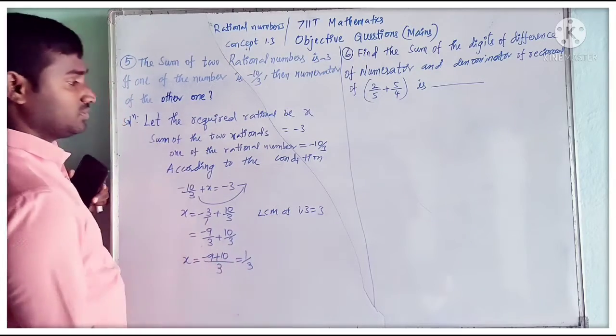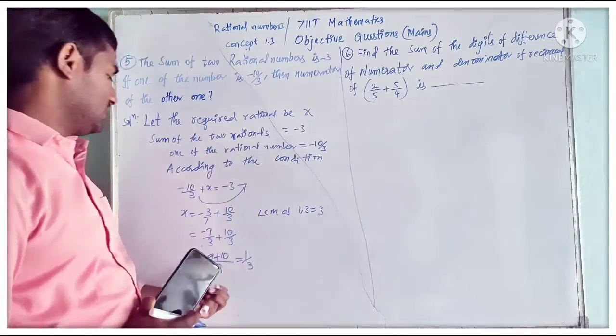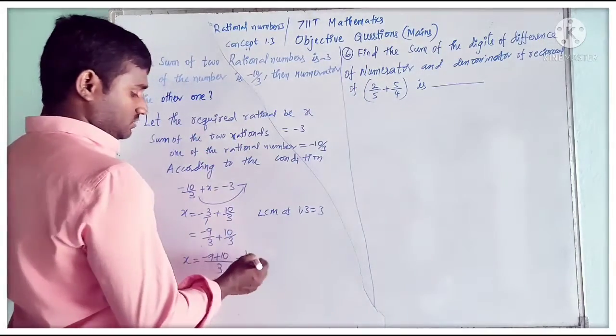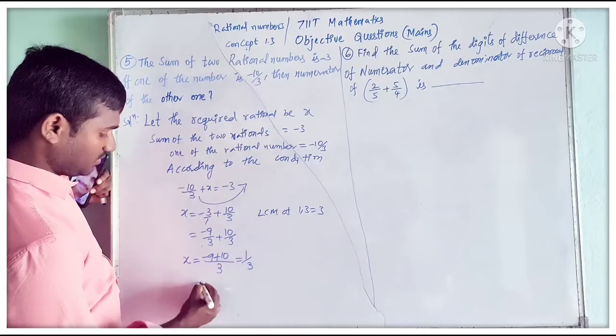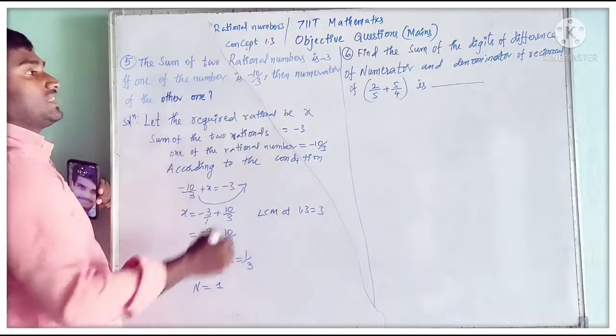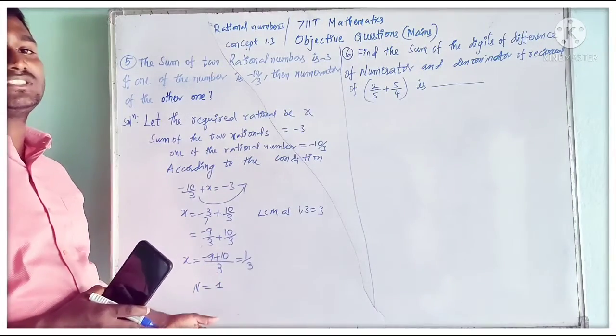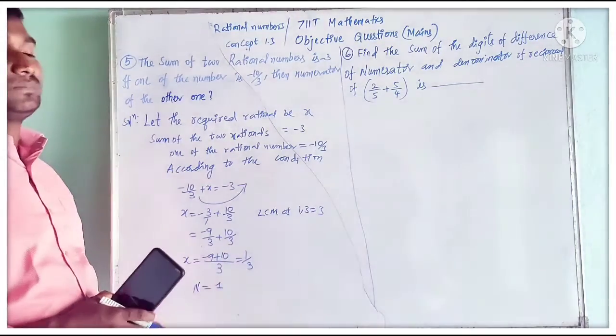X equal to 1 by 3. Find the next. So here x equal to 1 by 3. So here in this, what is the numerator we have? So numerator equal to 1. So what is the numerator of the other one? So the other rational number is 1 by 3, but the numerator of the other rational number is 1.